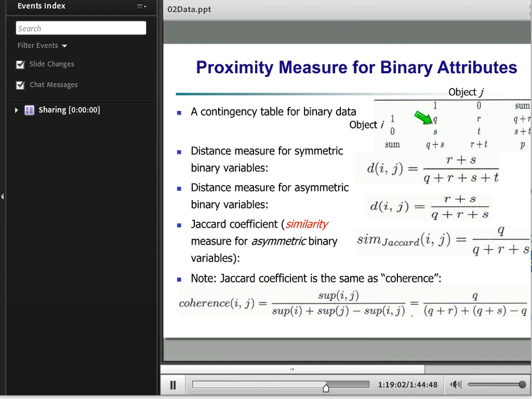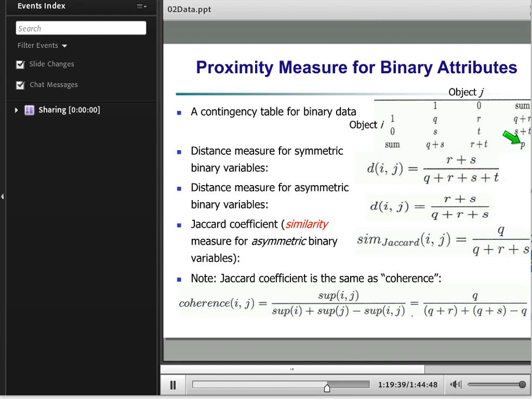Look at this. Object i has two values, 0 or 1, and object j has two values, 1 and 0. So we have 4 different cases. Object i is 1 and object j is 1, or i is 1 and j is 0, i is 0 and j is 1, and i is 0 and j is 0.